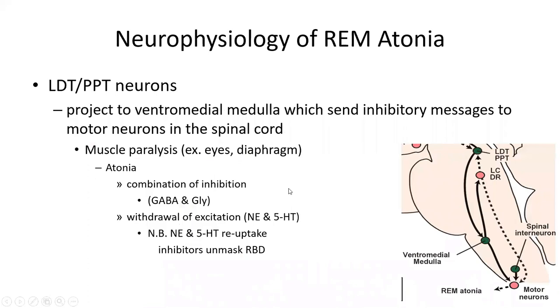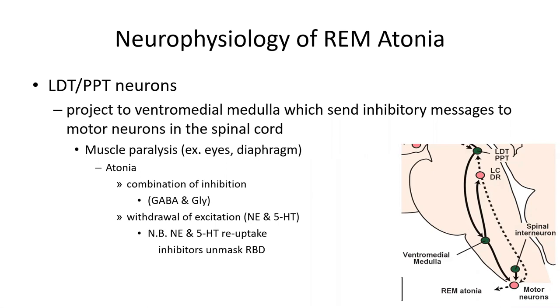So why are we paralyzed during REM? It's this group of neurons, the lateral dorsal tegmentum and pedunculopontine tegmental neurons, that project to the ventral medial medulla and in turn send inhibitory messages to the motor neurons in the spinal cord themselves, the alpha motor neurons.